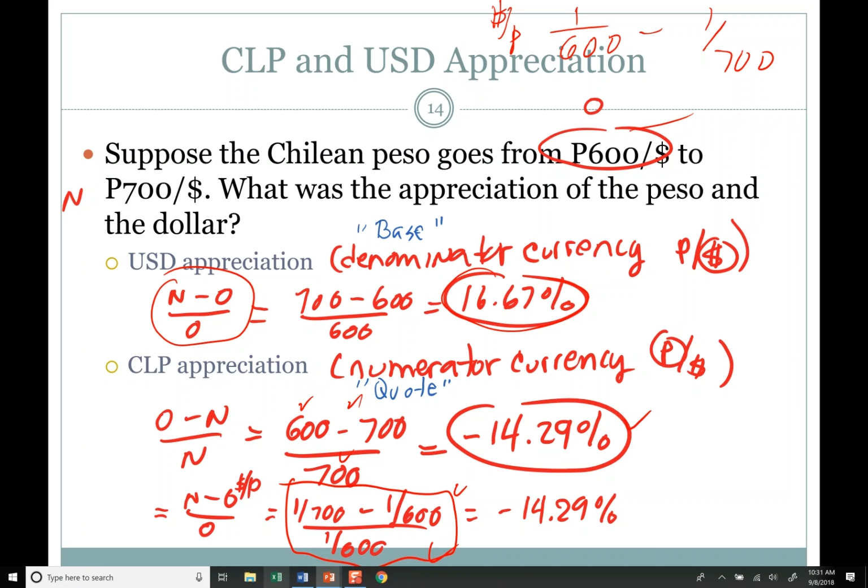So again, this is really confusing. I'm sorry about that, but it's just what happened to the price of the peso. Well, you have to have two exchange rates, the dollar and the peso, and you can quote it two different ways, either the dollar price of the peso or the peso price of the dollar. So you always have to keep in your head: am I explaining what happened to the price of the peso, quoted in dollars, or what happened to the dollar, quoted in pesos?